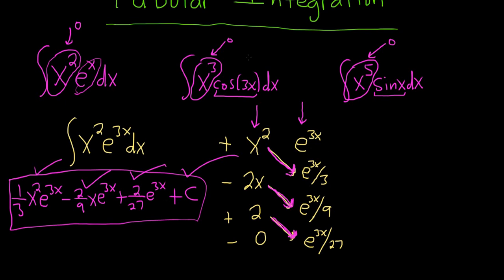I hope this video has been helpful. You can do these the same way, right? You just integrate cosine 3x, and same thing here, you integrate sine x. In the videos that follow, you'll see more examples of tabular.